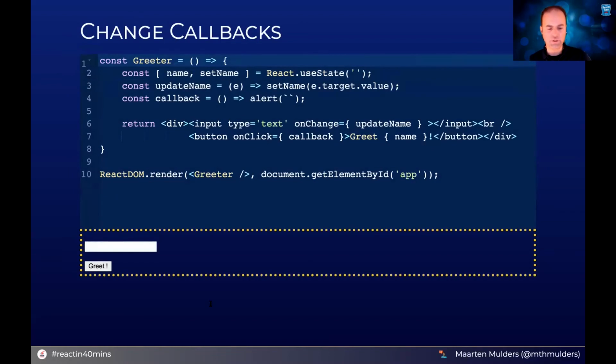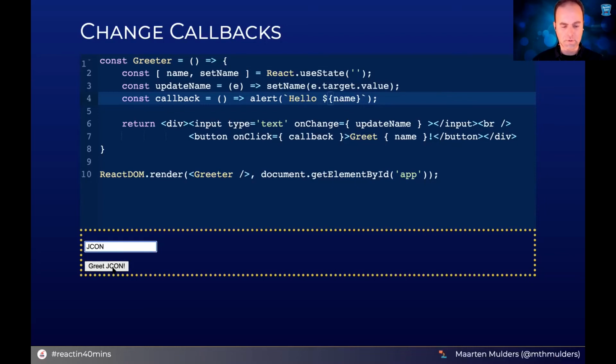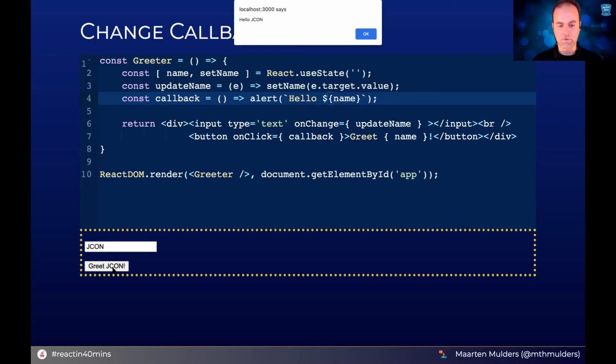Same thing for change callbacks, but in this case, we do need to use the event. So our update name method uses the event to get the actual value from the event target. And I can use the callback to do like this. I will create an alert as soon as the button is clicked. And indeed, it will give me an alert saying hello JCON, because it reads the state that was modified using the setName function.